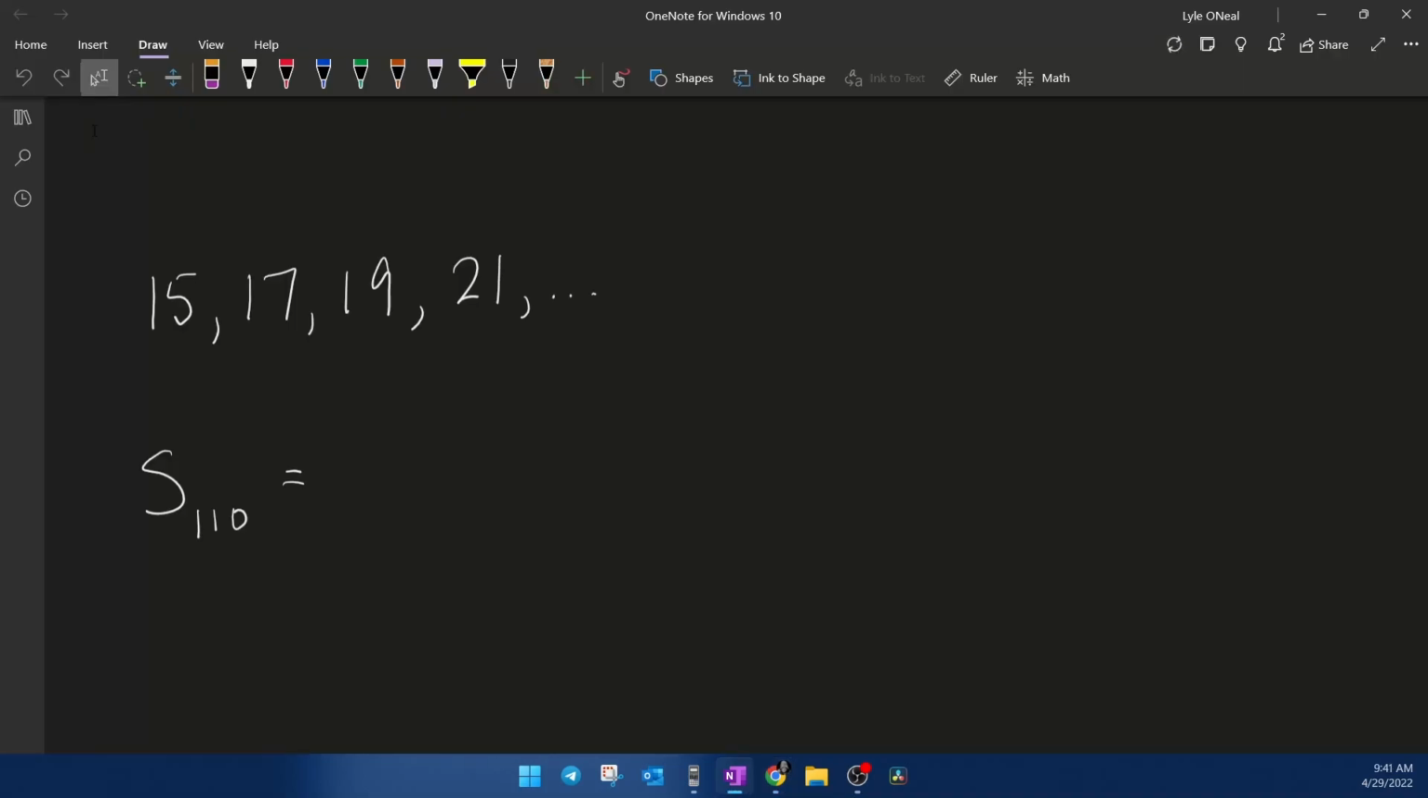All right, so let's make a note of what we've already mentioned. 15 to 17, that's plus 2. 17 to 19, plus 2. So we know that this has a common difference of 2, which makes it arithmetic. And I also know the first term of this sequence is 15. I'm just making some notes of things that I know.